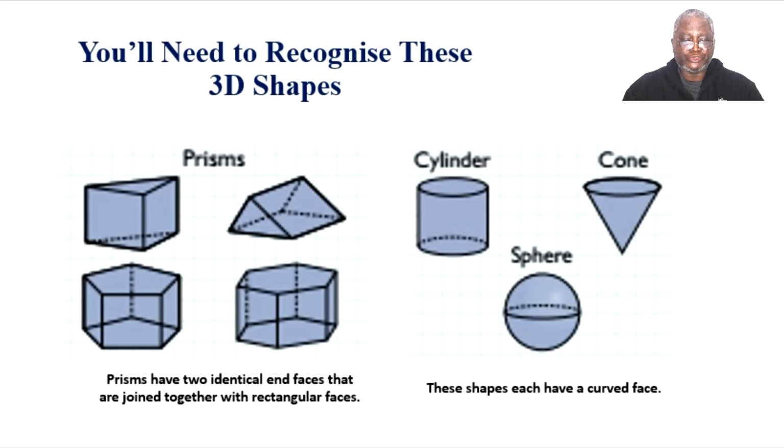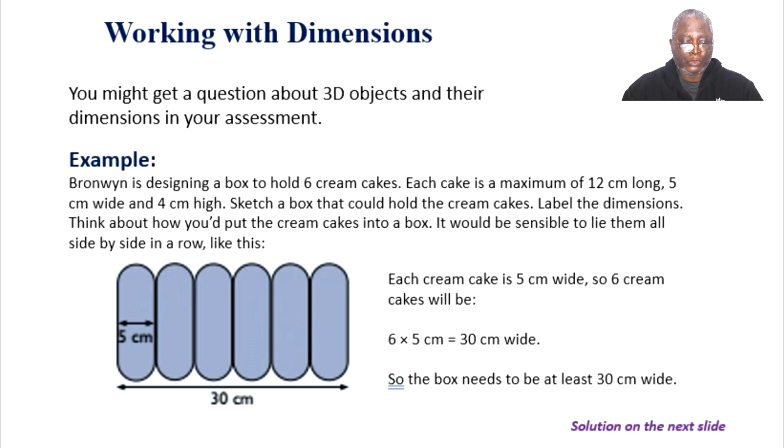You'll also need to be able to recognize these 3D shapes. Prisms. Prisms have two identical end faces that are joined together with rectangular faces. And then you have cylinder, cone, and sphere, a family of shapes that have curved faces.